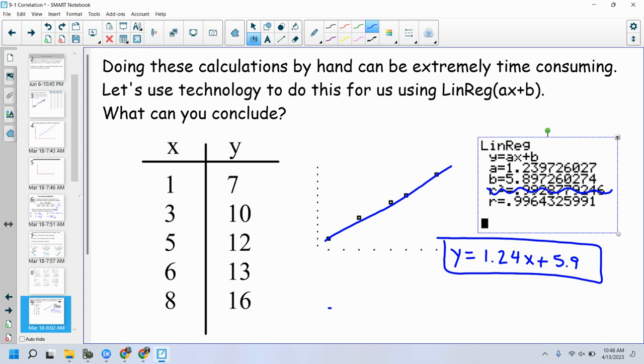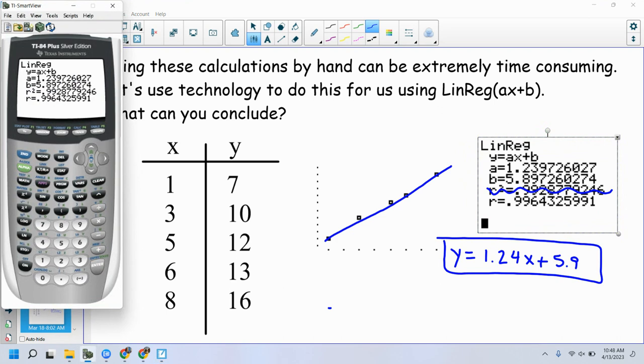Now, if I plug in each one of these x values, is it going to give me the exact y value that I have in the table? No, because it's not a perfect correlation. For example, if I plug in 5, is it going to give me exactly 12? 1.24 times 5 plus 5.9. No, but it's going to give me something very, very close. And the higher the R value, the closer it gets.